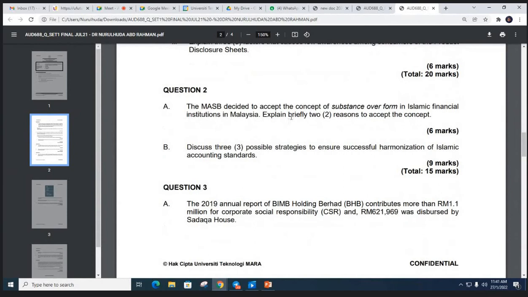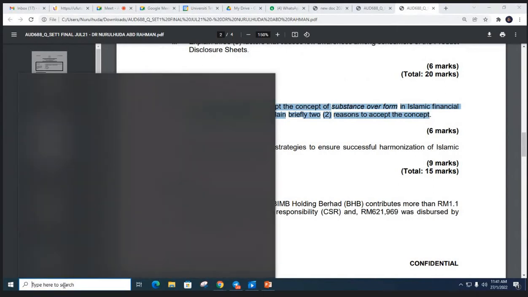Ini pun sama soalan ni, 2 reasons to accept substance over form. Bukan. This one, concept substance over form, ada tak buku dekat sini? Accounting.